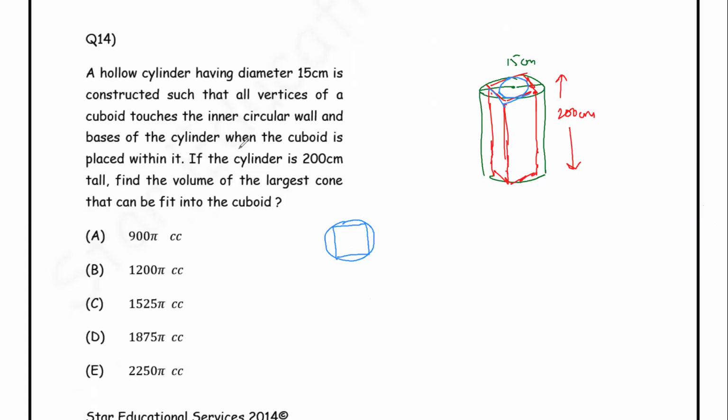And bases of the cylinder when the cuboid is placed within it. Find the volume of the largest cone. So my bad. To find the largest cone, we need to make sure that this cuboid base is a square and not a rectangle, because within a circle, the square will have the largest area. Now within that, we need to have a circular cone. So understand this. Green color is the circle.